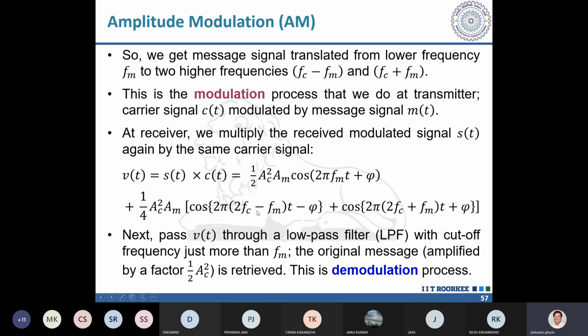But what about these two components? These two components, I have to eliminate them. How will I eliminate them? I will eliminate them by passing v(t), this whole thing, through a low pass filter. A filter is again an electronic device that can select certain frequencies and reject other frequency components.